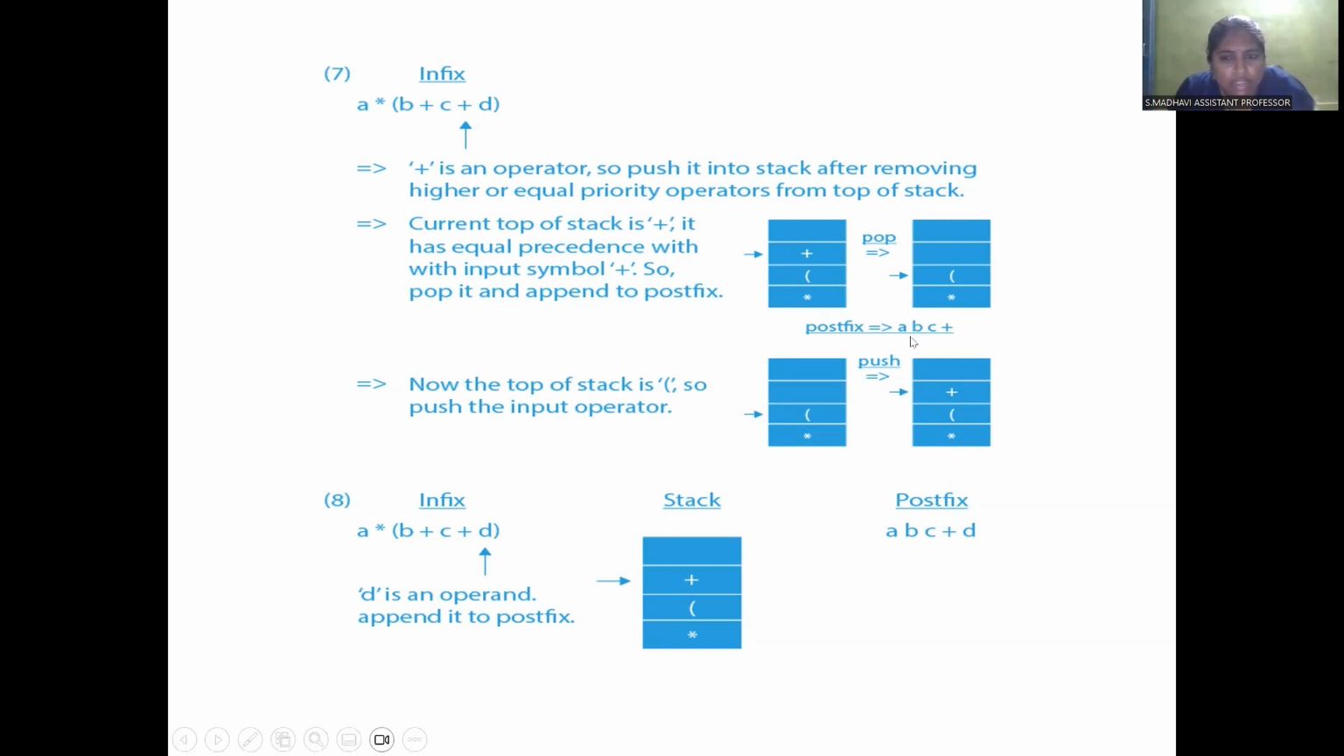So initially it was ABC. You cannot place equal priority operators one over the other. So I pop that plus from the stack and place it onto the postfix. Next I read the character D. D is an operand, so I can easily place it onto the postfix.